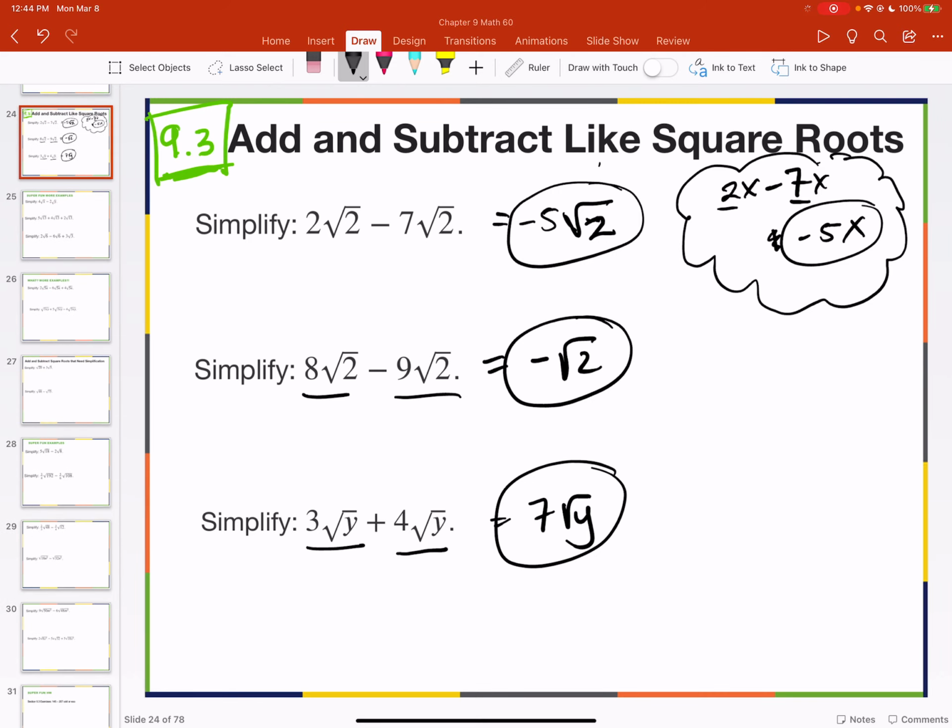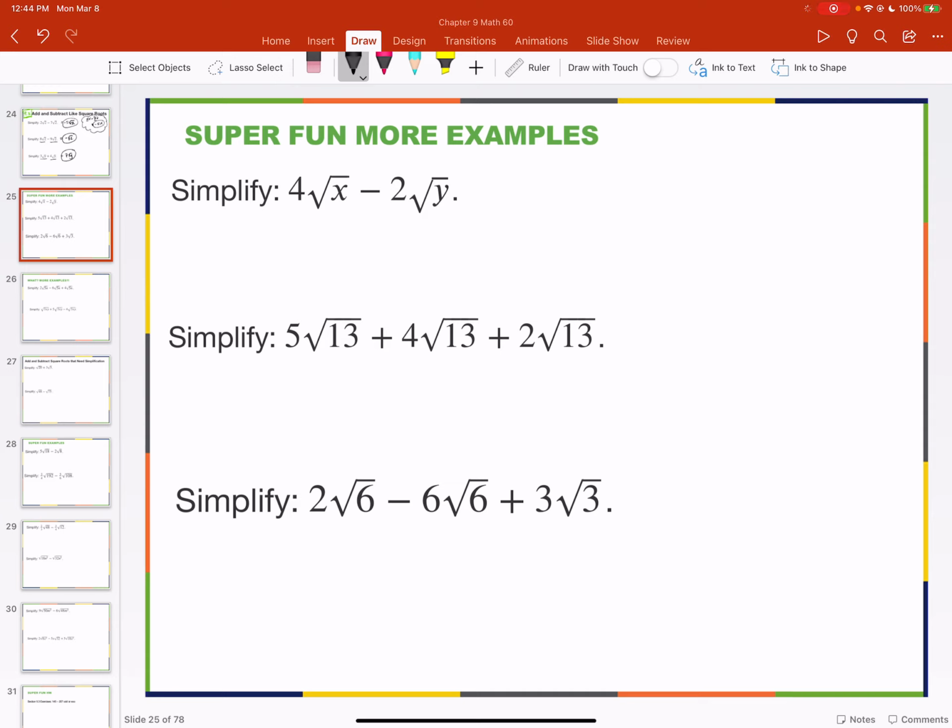So let's do a couple more. 2 square root of x minus 2 square root of y. These are not alike. So you just leave them the way that it is. You leave it that way. That's the most simplified form.